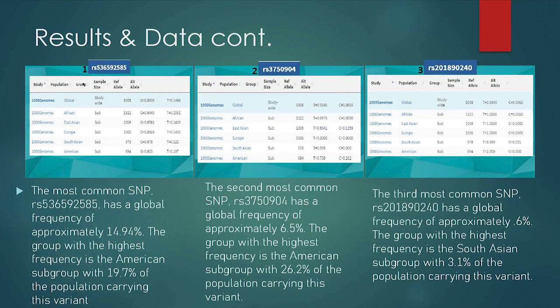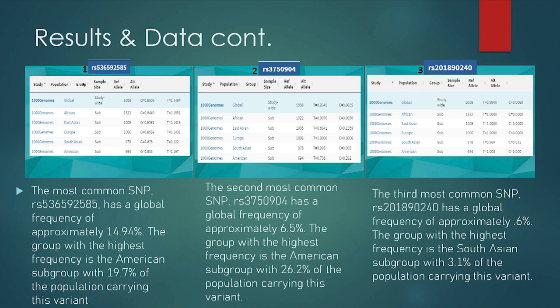Let's continue. Okay, so here are some statistics for the SNPs that I have been talking about. These are SNPs 1, 2, and 3, the top three most frequently occurring in the SCN9A gene. Here there's a study called 1000 Genomes, and it looks at the frequency of these SNPs in different ethnicities. So you can see SNP number one has about 15%, but the American subgroup has almost 20% of the population carrying the specific SNP.